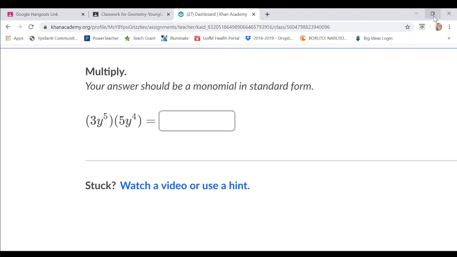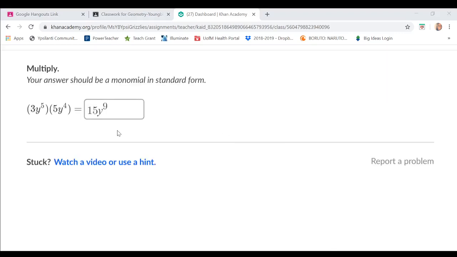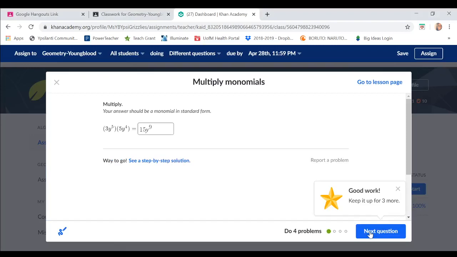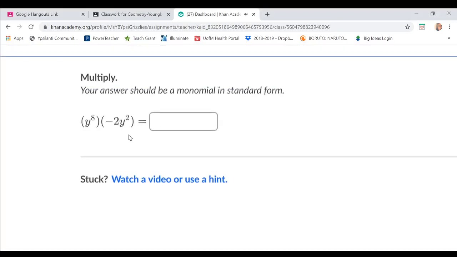So we have 3y to the 5th times 5y to the 4th. I'm going to work through this with the class, and I'll stop and share it with you guys once we finish it. So for those who are watching at home, or rewatching later, we just did 3 times 5 to get 15, added all the exponents. 5 plus 4 gets us 9. So our answer is 15 times y to the 9th.